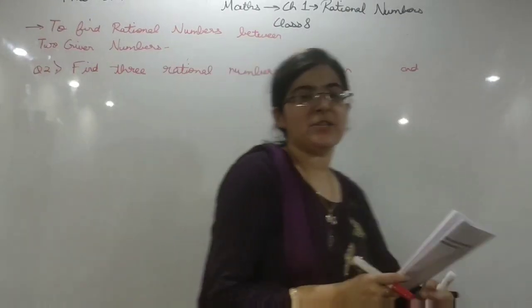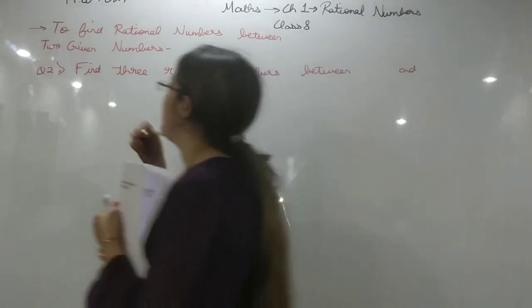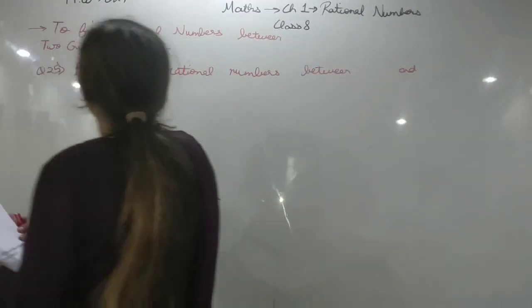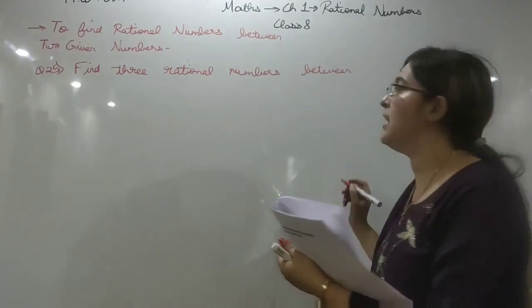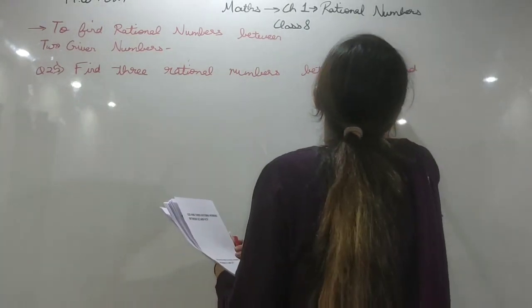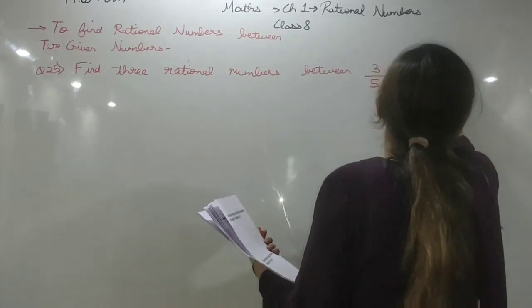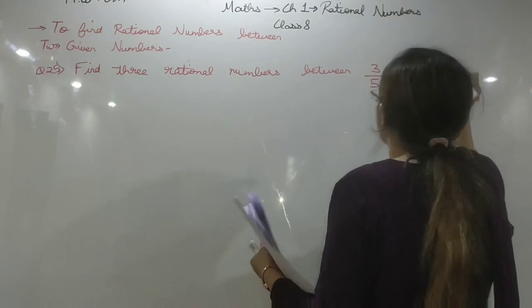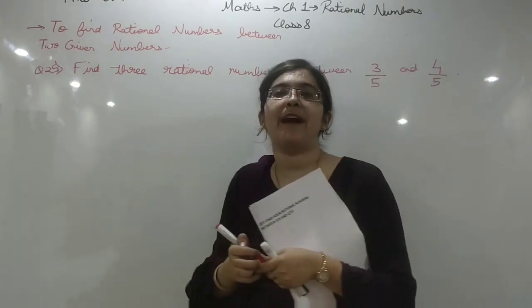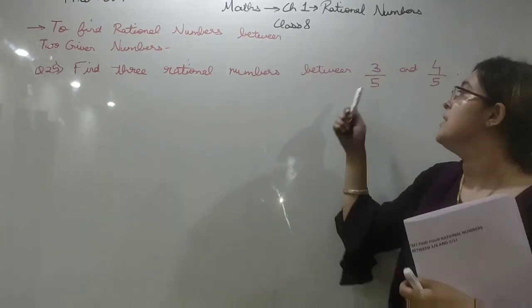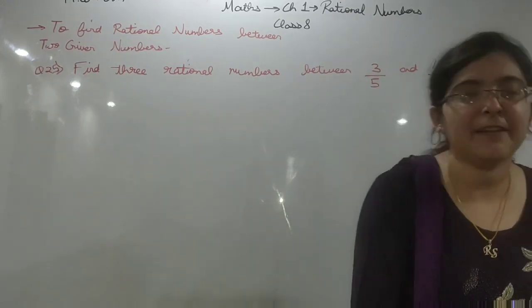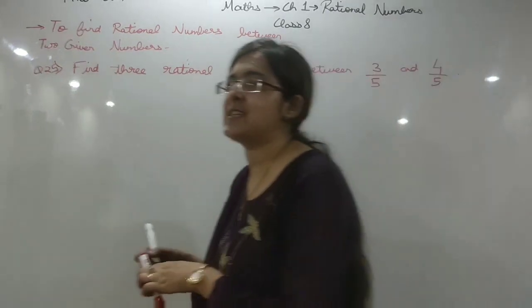Let's move on to question 25. What is your question 25? Find three rational numbers between 3 by 5 and 4 by 5. What you have to do is find three rational numbers between 3 by 5 and 4 by 5. Let's start doing it.